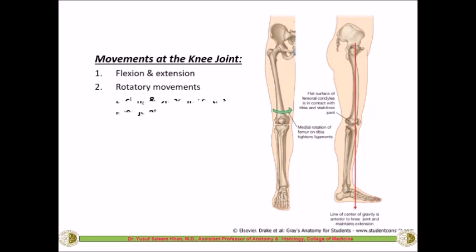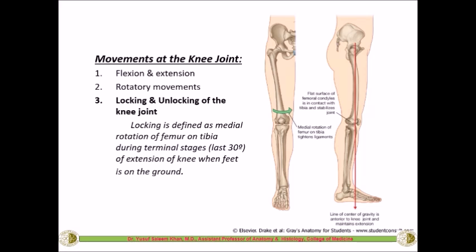The rotation movement is the locking as well as the unlocking of the knee joint over the fixed tibia. So this is the rotation movement, where we can see the medial rotation of the femur on the tibia. This is called locking, and the opposite movement will be the unlocking of the knee joint. Locking is defined as medial rotation of the femur, as you can see in the picture, medial rotation of the femur on the fixed tibia during the terminal stages of extension, at the last 30 degrees of extension. When you are extending, you are not only extending the knee joint, but there is also a medial rotation of the femur over the tibia.